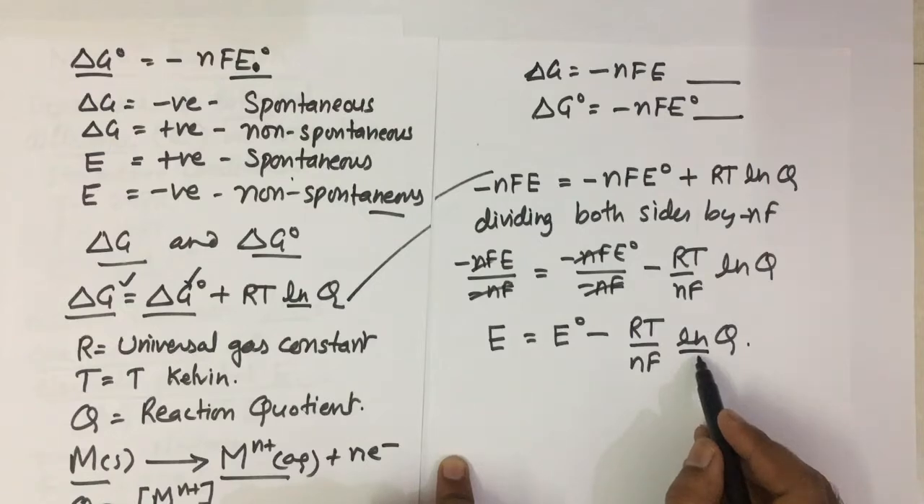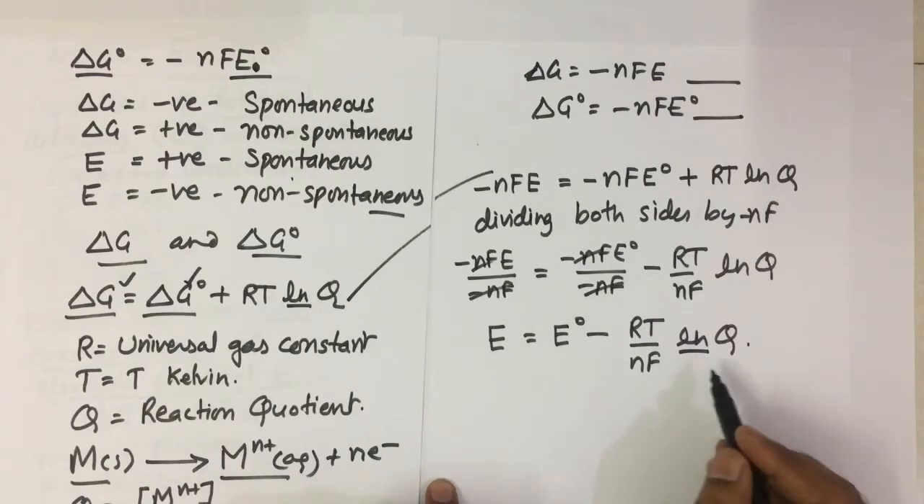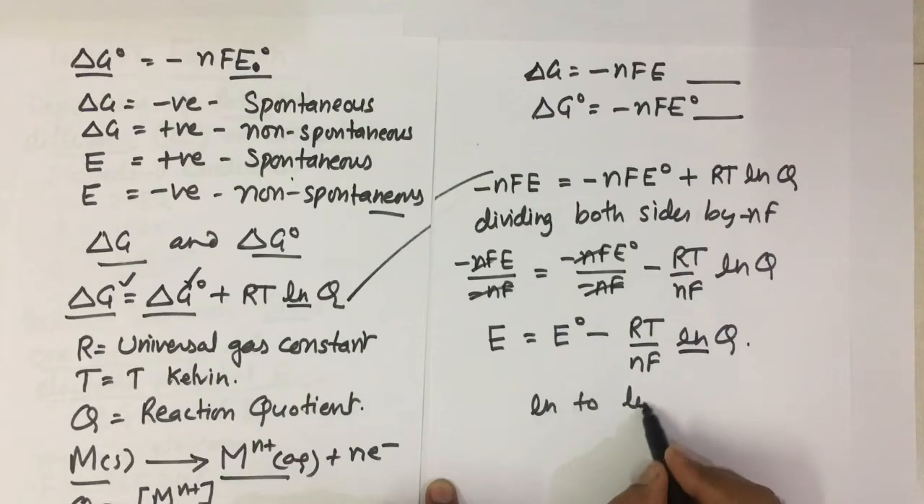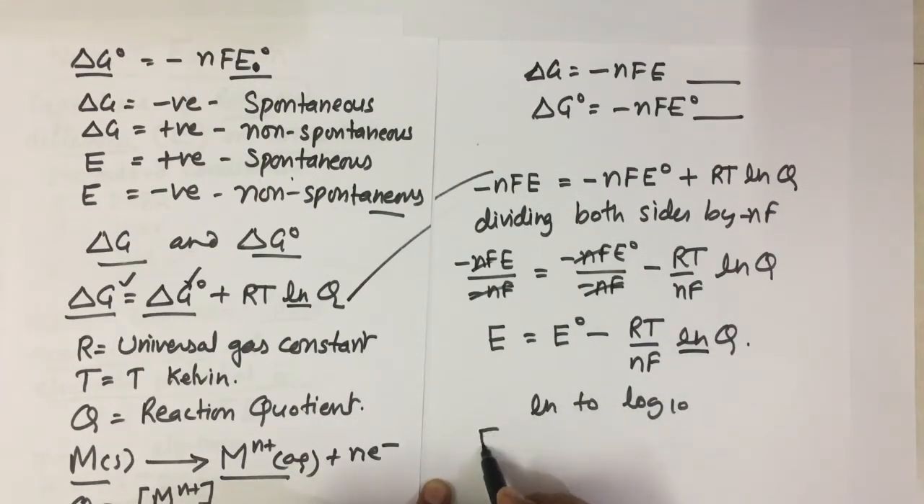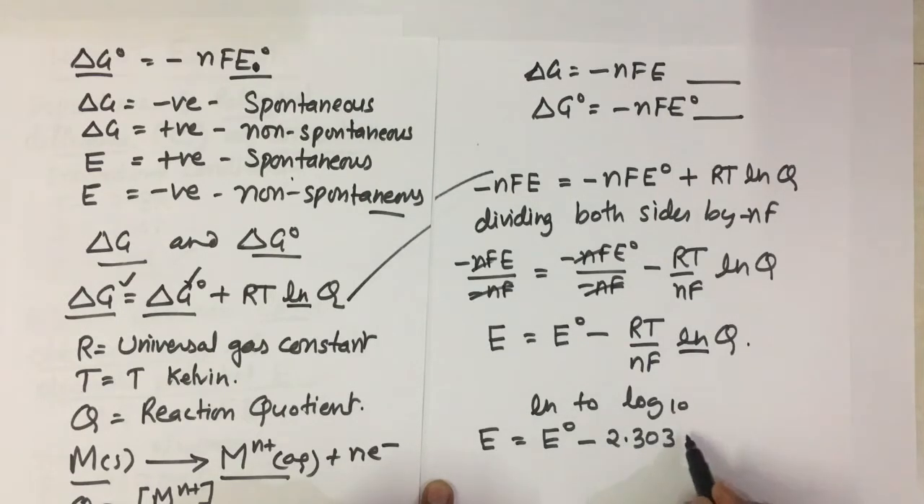Converting this natural log to log to the base 10, E is equal to E naught minus 2.303 RT upon nF log Q. Here 2.303 is the multiplication factor for converting natural log to log to base 10.